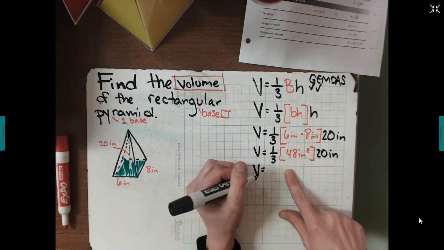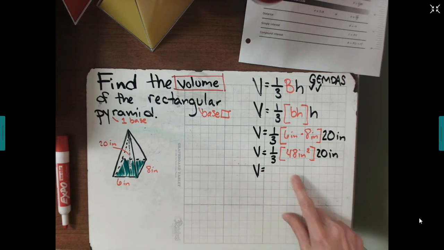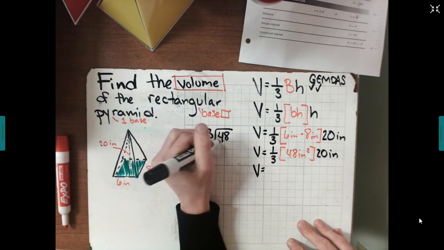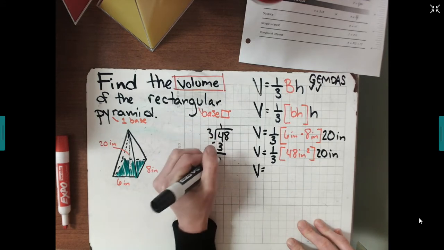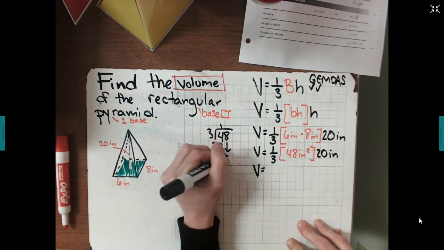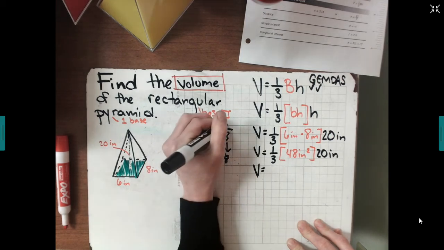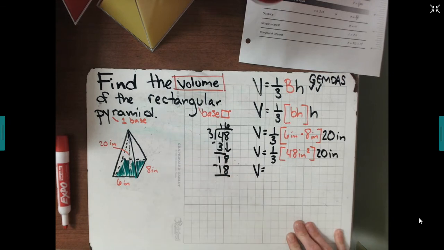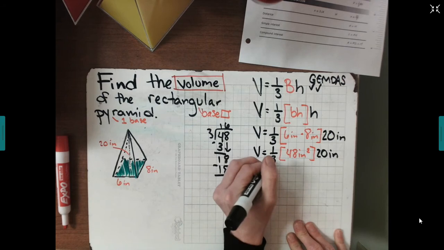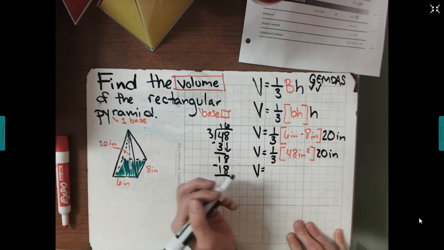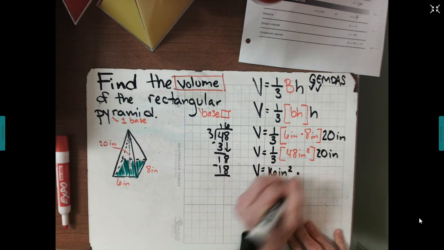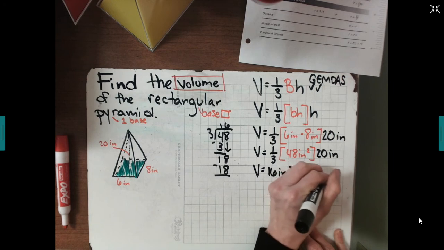1/3 times 48 is 48 divided by 3, let's go ahead and do that over here. 3 goes into 4 one time. 4 minus 3 is 1. Bring down the 8. 3 goes into 18, 6, 12, 18, 6 times. I don't have any remainders. I don't have any more digits to divide. I'm done dividing. So 1/3 of 48, or 48 divided by 3, is 16 inches squared. And all we have left to do is multiply it by 20 inches. Okay.